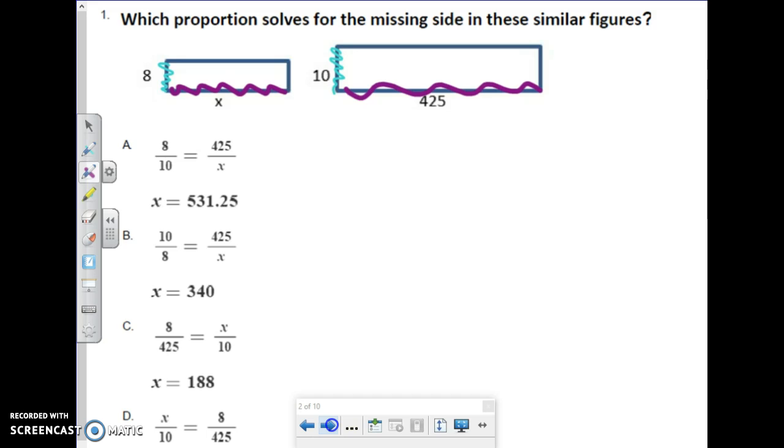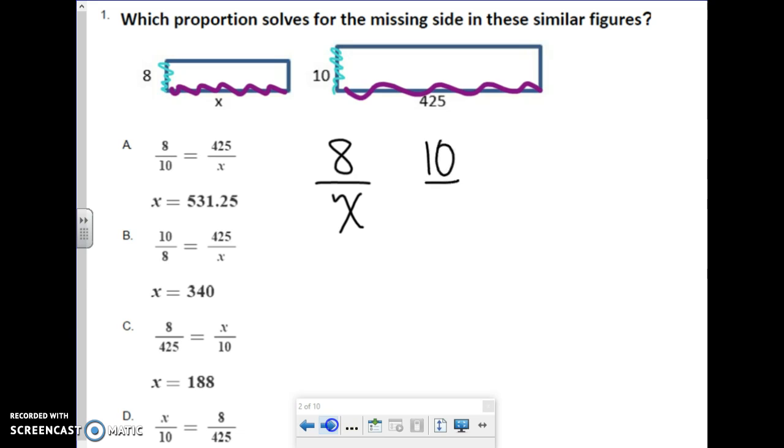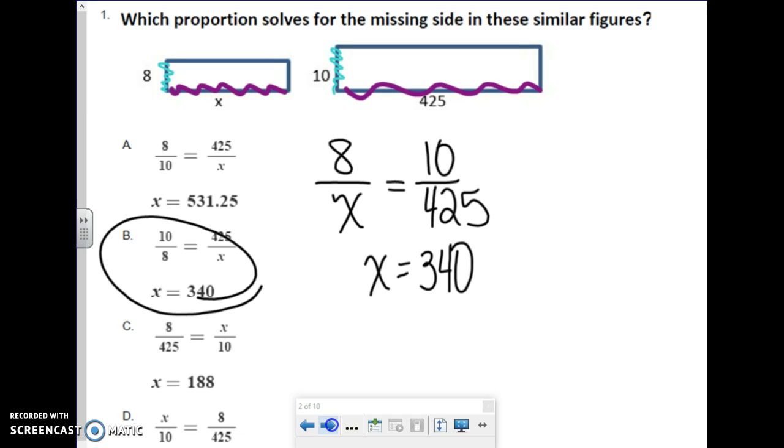Then once you have it set up, you're going to do 8 to X. So I did teal to purple. I'm going to do teal to purple again, which is 10 to 425. When I solve, I'm going to get X equals 340. That is answer choice B.